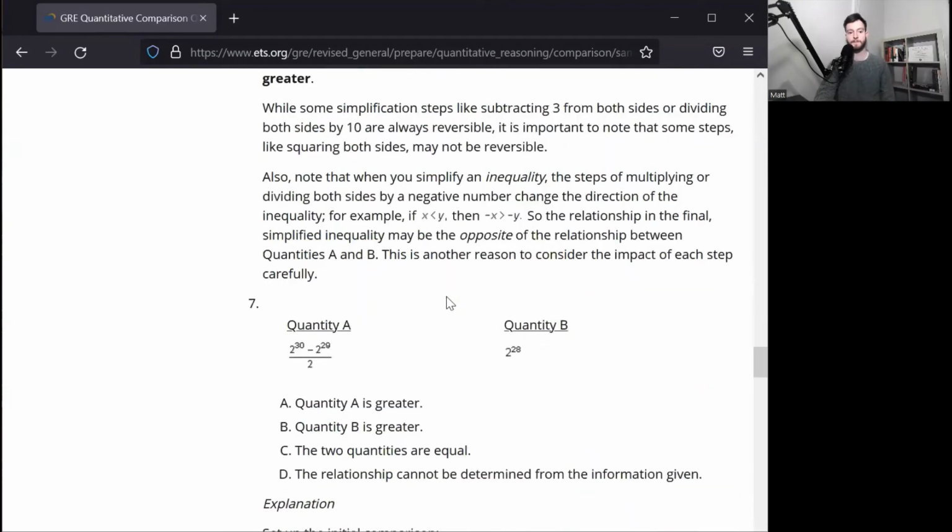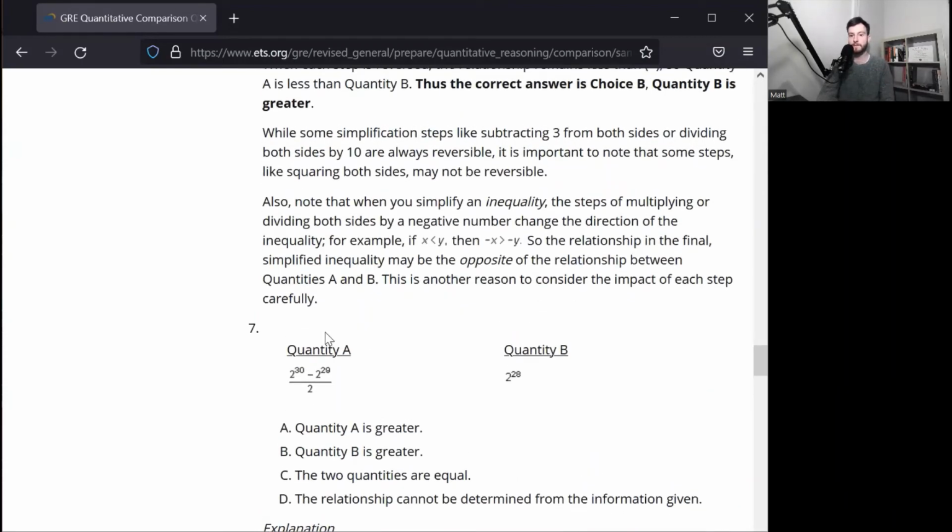Okay, let's keep going. This one is a little bit difficult. We have exponents, all with the same base of 2. Quantity A is 2 to the 30th power minus 2 to the 29th power over 2. Quantity B is 2 to the 28th power. Now, just like before, you could start off by simplifying. We could get rid of this denominator. You could multiply both sides by 2.